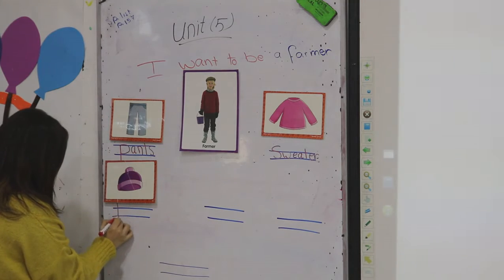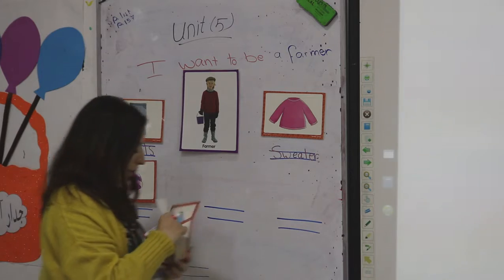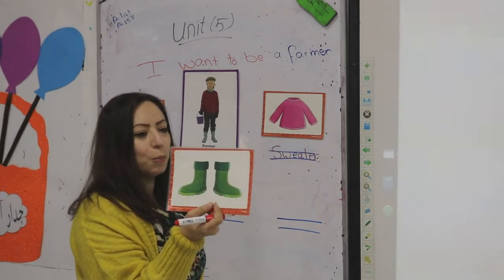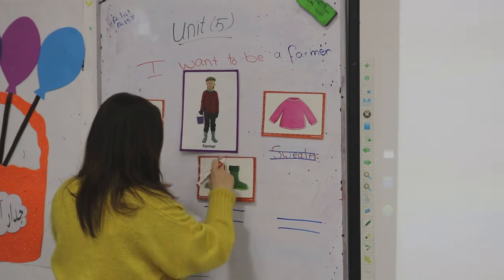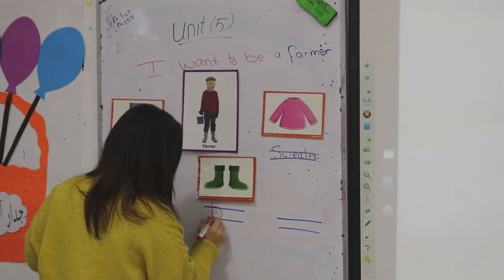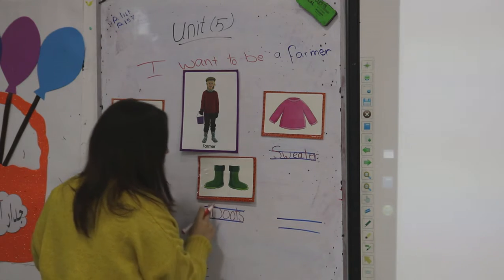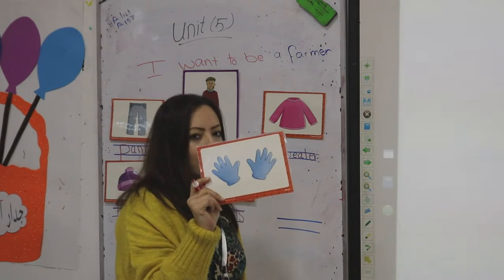How can I write it? H-a-t, hat. What about this one? Boots. B, o, o, t, s. Boots. The other one? Gloves.